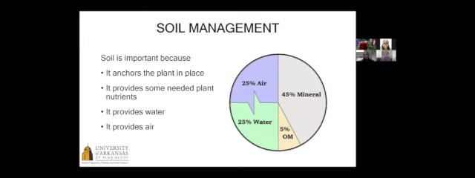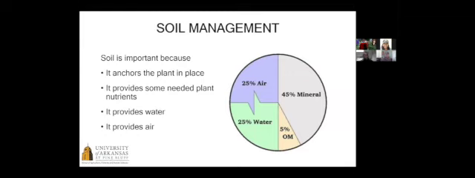So I wanted to talk a little bit about the soil and why it is important to manage the soil. The soil is important because that's what we use in the high tunnels, similar to what we're doing outside in the field. It anchors our plants in place. Without the soil, unless you're using some other medium, you really can't grow anything. It also provides some of the plant nutrients, depending on the quality of your soil, and it provides your plants with the water they need, and we know there's some air in the soil.